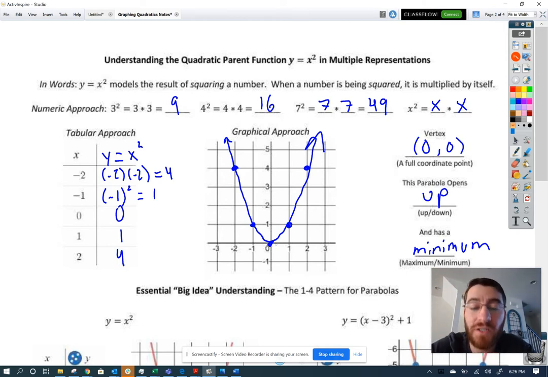And actually the definition of a minimum is the y value for which there are no more y values even lower than that. So that proves that that's a minimum, because 0 is as low as it goes, and it doesn't go any lower than 0, this parabola. So we have a minimum.